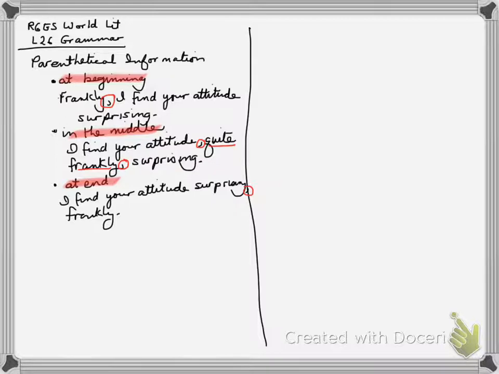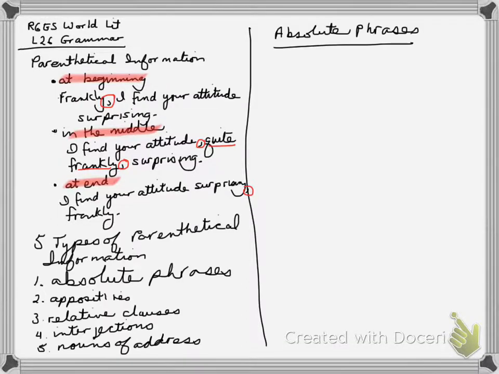Now, there are several types of parenthetical information. We could have absolute phrases, appositives, relative clauses, interjections, and nouns of address. So we'll be looking at some of those this time and some of those next time. But five basic types of parenthetical information. Okay, so having listed all five types, let's go back and learn about each one of them.